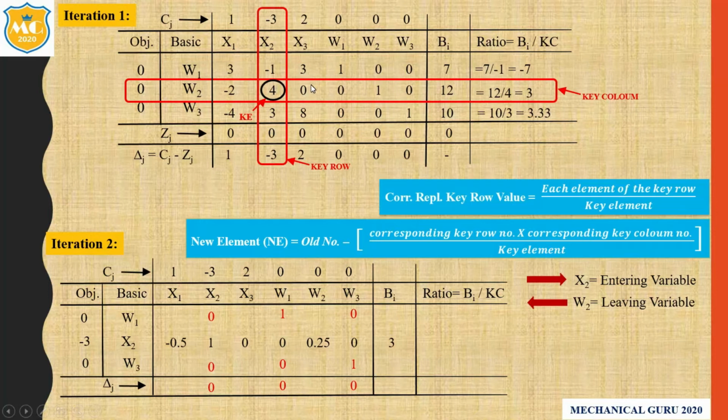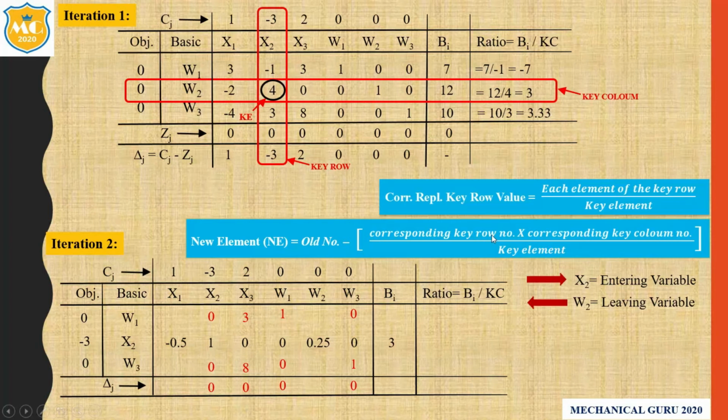I will show you one more trick. Sorry, this is the key column and this is the key row. If in a key row the value is 0, then the key column is as it is. So here the x3 column is as it is: 3, 0, 8 and 2. Similarly, if in a key column there is any 0, then that key row value is as it is. So here there is no 0.